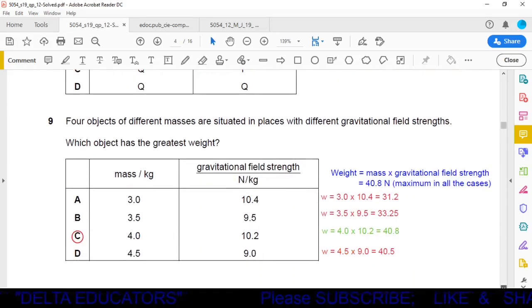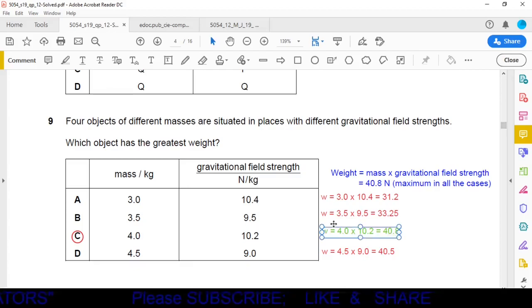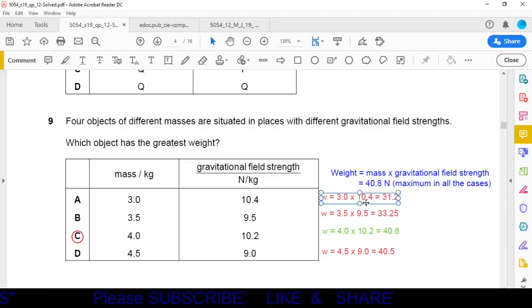Next question. Four objects of different masses are situated in places where different gravitational field strength. Which object has the greatest weight? Okay, weight is given as product of mass and gravitational field strength. Now here just we have to calculate the value of weight and we have to find out where is the greatest weight. In option A, weight is equal to m into g, m is equal to 3 and g is given 10.4. Now product of 3 and 10.4 is equal to 31.2.